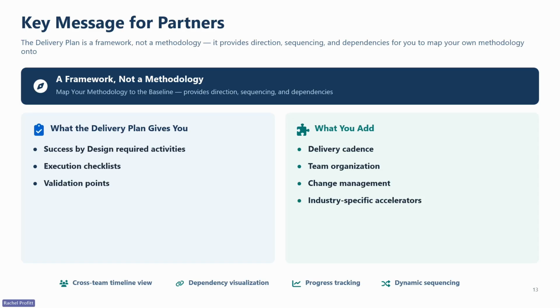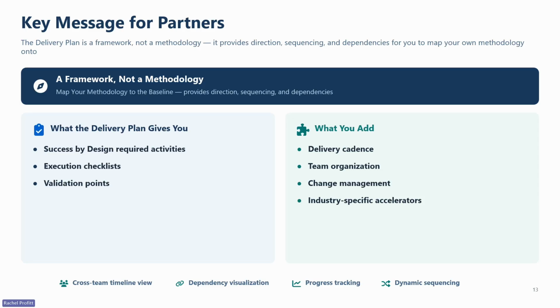It's very common that you might define different phases and get more granular in how you deliver: the way you plan your sprints, your delivery cadence, your team organization, your exact change management process, your industry-specific accelerators. The delivery plan gives you a skeleton, and you're going to bring that to life with your own methodology.